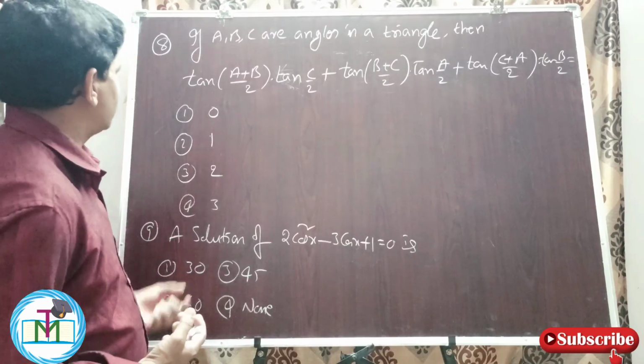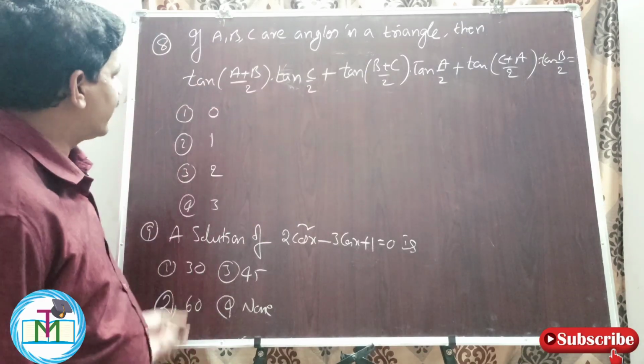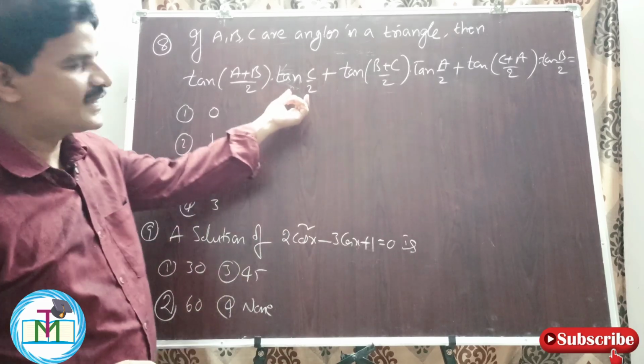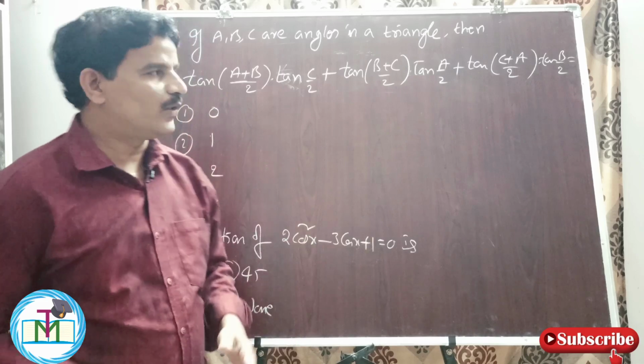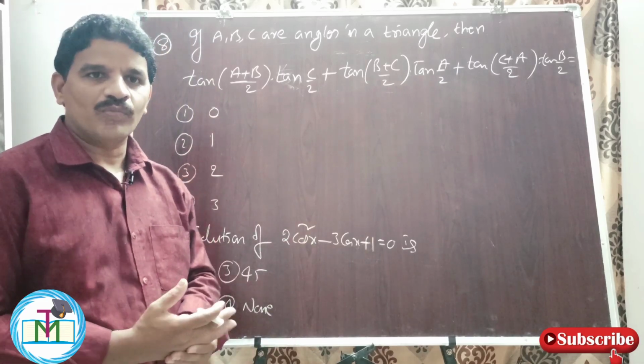Now question number 8. If A, B, C are angles in a triangle, then tan (A plus B) by 2 into tan C by 2, plus tan (B plus C) by 2 into tan A by 2, plus tan (C plus A) by 2 into tan B by 2 is equal to how much?